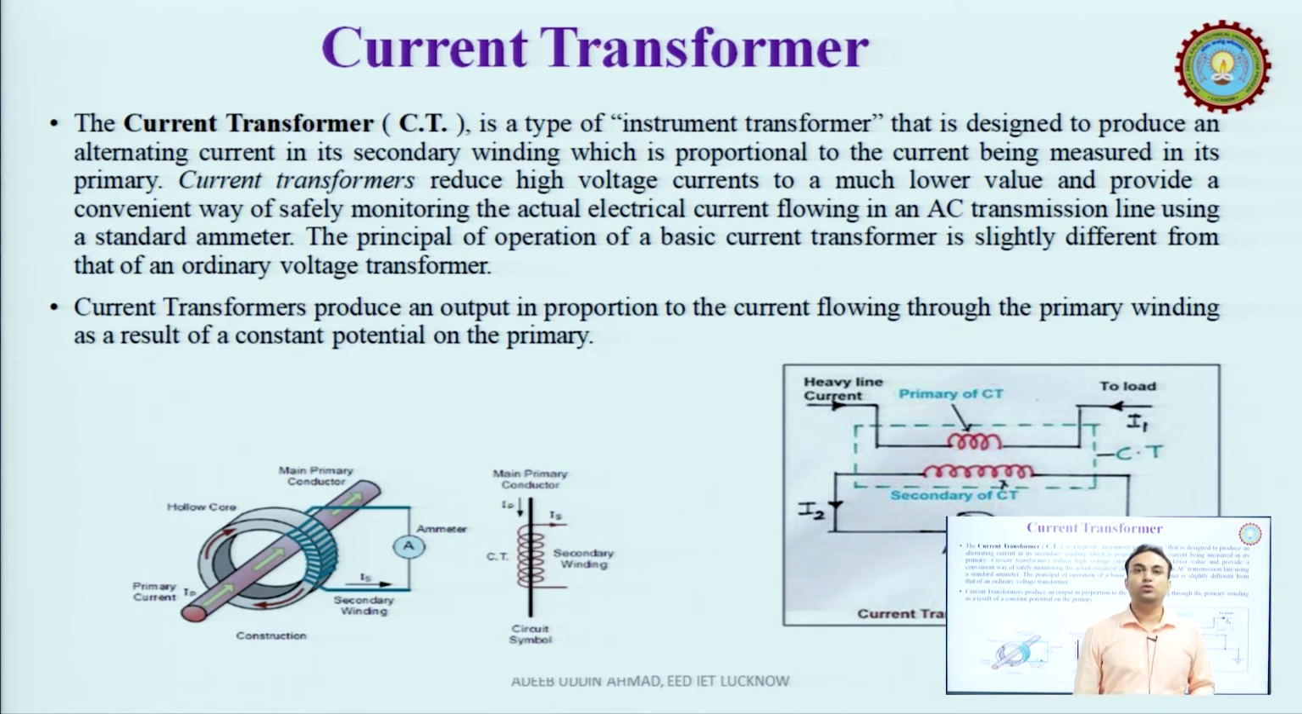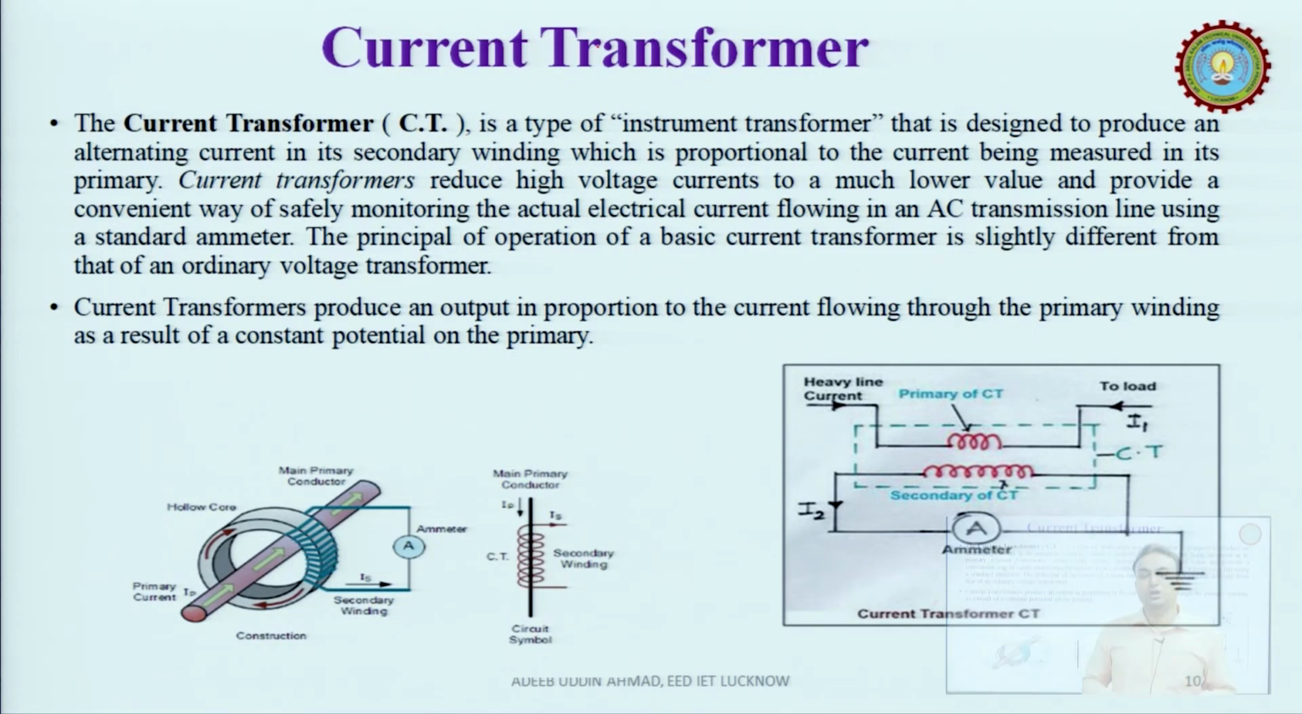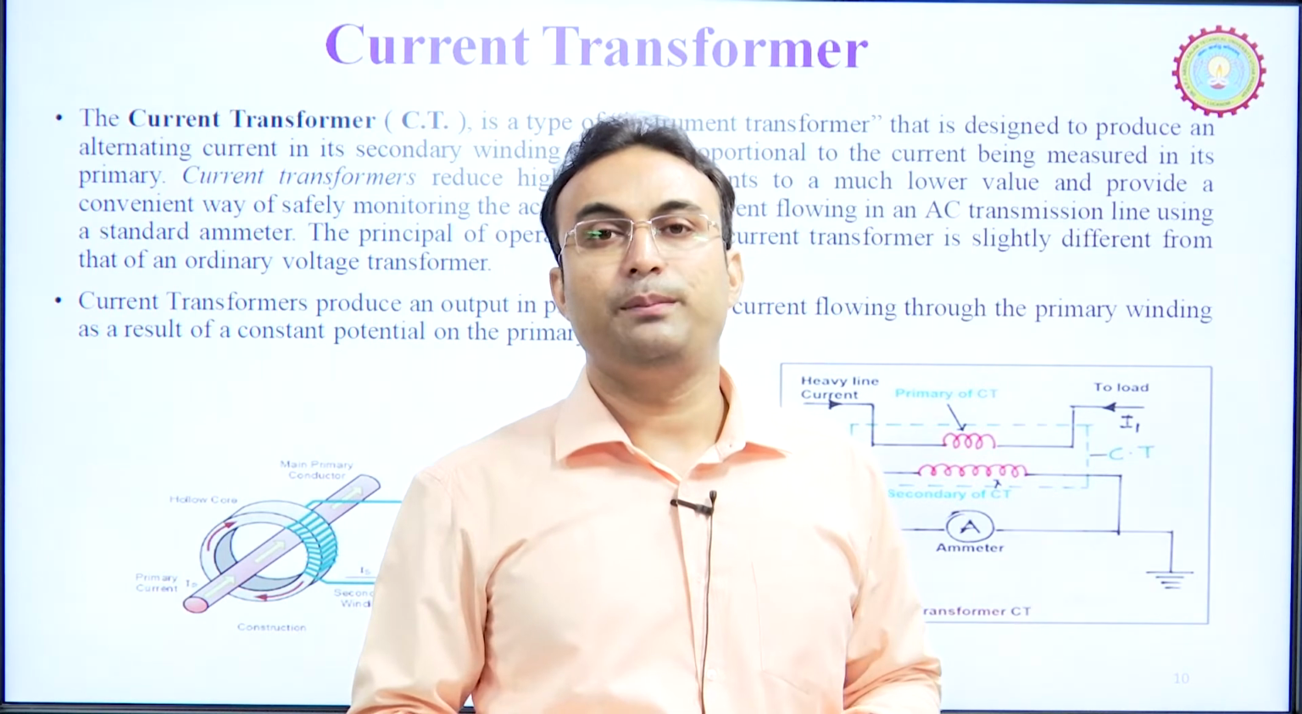Now, we are going to move to our second topic, that is the current transformer. The current transformer is basically a type of instrument transformer designed to produce an alternating current in the secondary winding which is proportional to the current being measured in its primary. A normal transformer does not have this property that the secondary current is proportional to the primary current. It has different characteristics. But in the current transformer, the secondary current is directly proportional to the primary current.